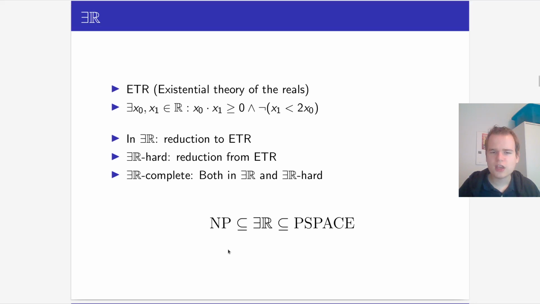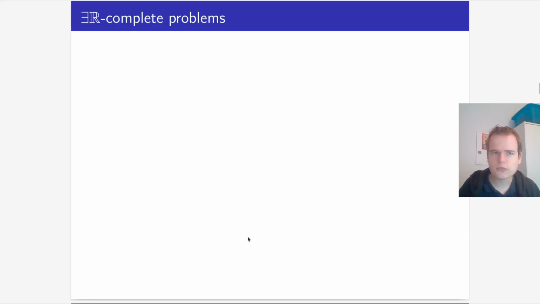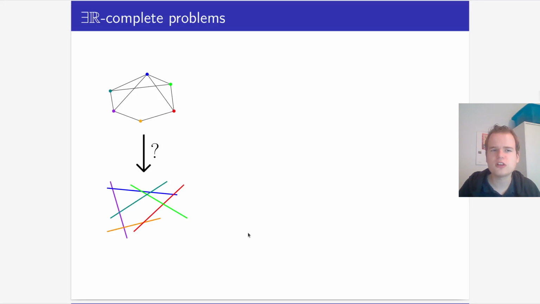Now it is the case that NP is contained in ER and ER is contained in PSPACE. The first inclusion is not that hard to see actually, but the second inclusion is highly non-trivial. It is also conjectured that all these inclusions are strict. So why are we interested in this complexity class? Well, it turns out that a lot of interesting problems in computational geometry are complete for this complexity class.